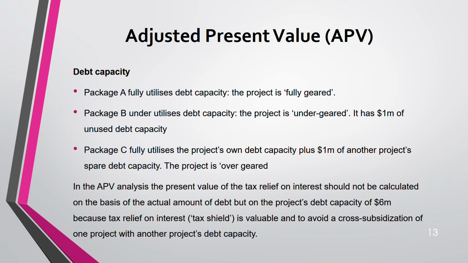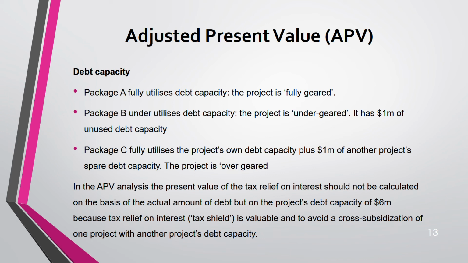In the APV analysis, the present value of the tax relief on interest should not be calculated on the basis of the actual amount of debt. Not on the actual amount of debt, but on the debt capacity of 6 million. So it depends what your debt capacity is. Based on that only you will calculate, never on the actual debt. Why? Because tax relief on interest, or tax shield, is valuable, and to avoid cross subsidization of one project with another project's debt capacity, so that you are not using one project's debt capacity for another. You are avoiding it. That's why it is not on the actual amount of debt. It's on the debt capacity that you are taking the present value.